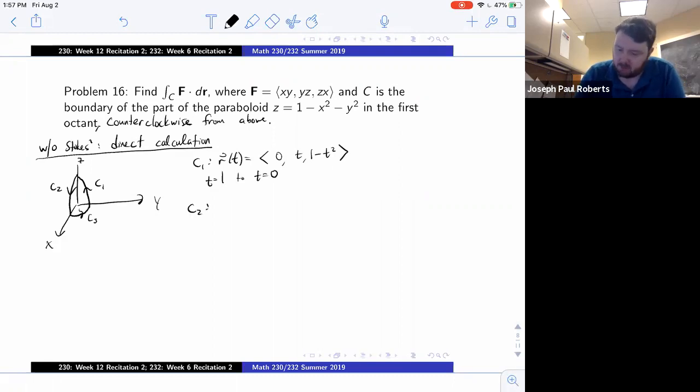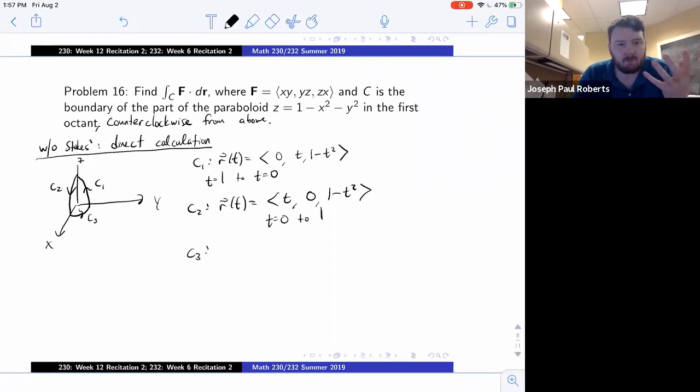And then C2, I would have r of t. Well, now I'm living in the xz plane, and t equals 0 to 1 is going to take care of that. And then C3, that piece, the intersection of the paraboloid with the xy plane, that's a quarter circle piece. So I don't want to deal with square roots. I'm going to do cosine t, sine t, 0, t equals 0 to pi over 2.